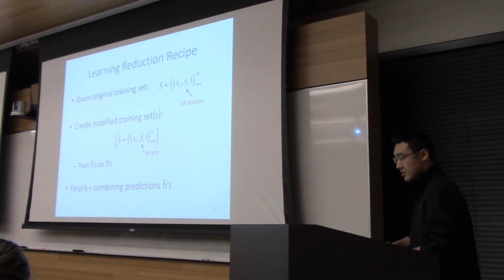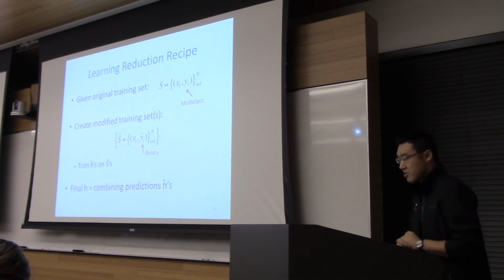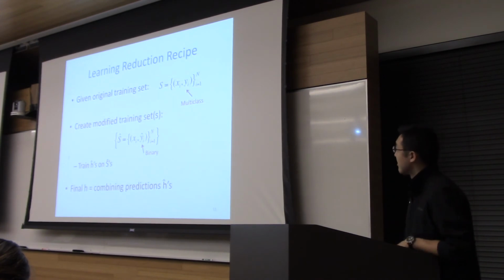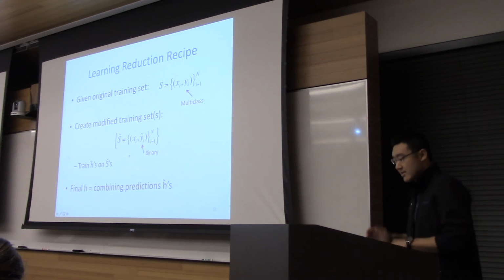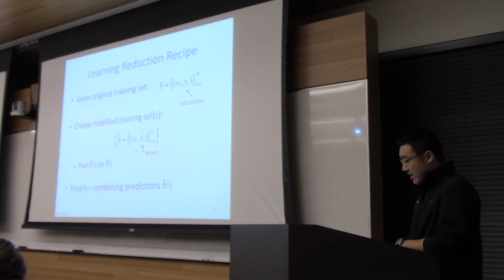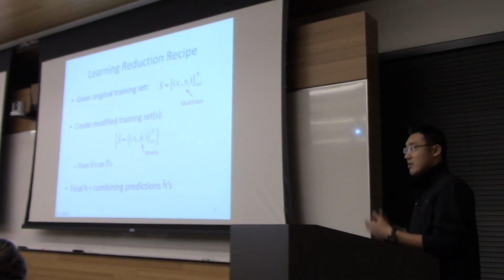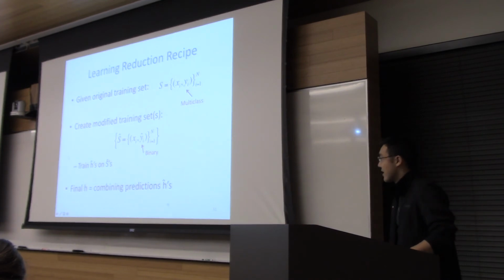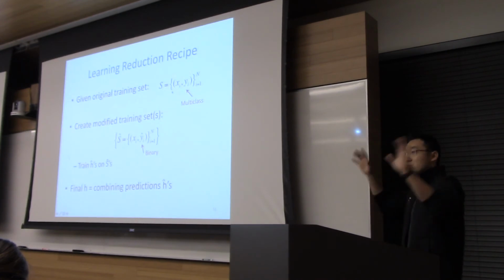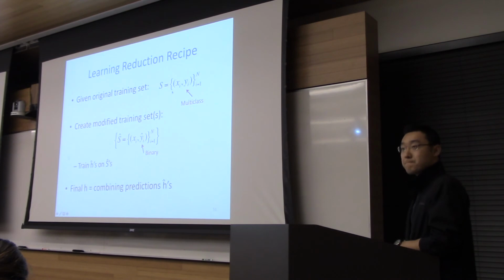So here's the learning reduction recipe. This is fairly generic. You have your original training set, where y is one of k discrete labels rather than binary. We're going to create a modified training set, or a set of modified training sets. In this case, we're going to reduce multi-class to binary, and so these labels are going to be 0 or 1, or plus 1 or minus 1. We're going to train our binary classifiers on these modified training sets, and then we have some recombination process. This is reversing the reduction, and it gives us a classifier for the original problem. This is a general setup. Any questions on that?